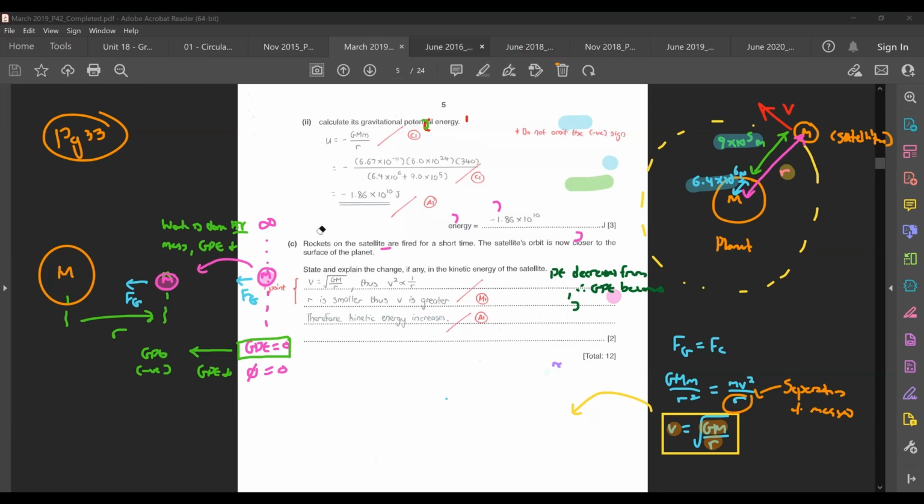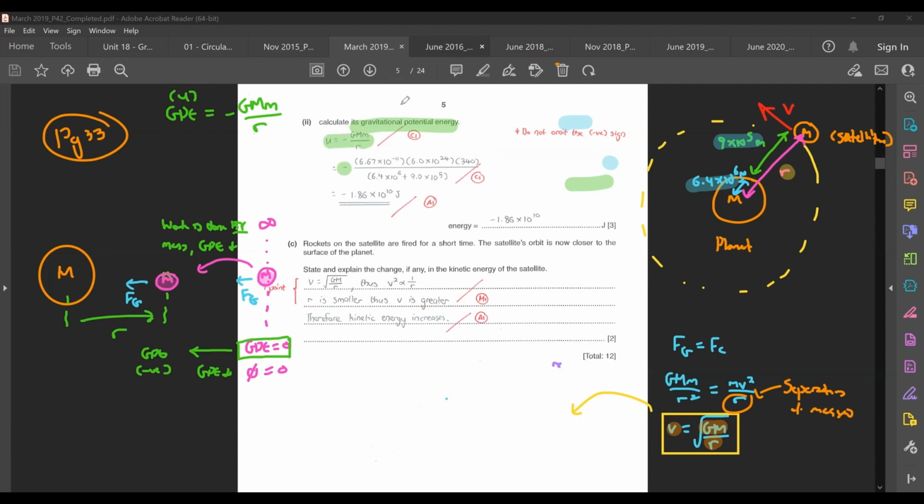Then I believe there's another part to this question. In part 2, they ask you to calculate the gravitational potential energy of your satellite. So find out the GPE of your satellite. They're not asking you to find potential, they're asking you to find GPE, right? So GPE, or U, is negative GMm over R. So you just use that equation.